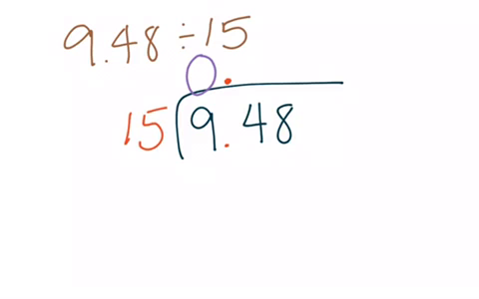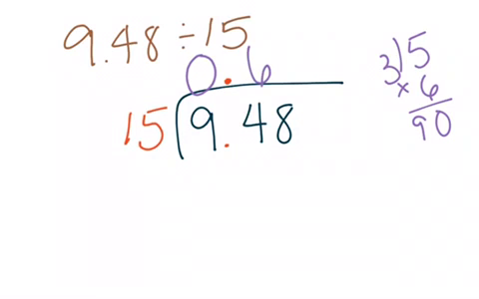So if we do some multiples of 15, it goes 15, 30, 45, 60, 75, 90. So let's do a quick check. So it should be 15 times 6. 5 times 6 is 30. Drop your 0, carry your 3. 6 times 1 is 6. Plus 3 is going to be 9, right? So 15 goes into 94 6 times, which will be 90.